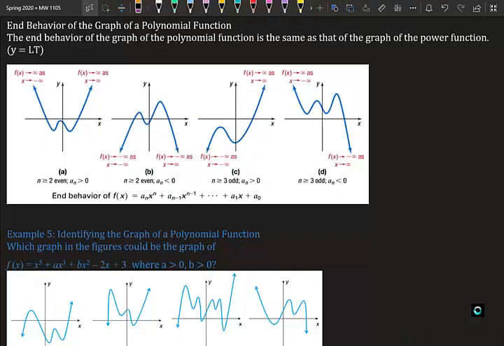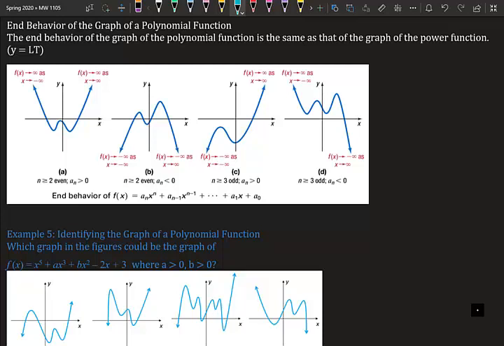End behavior of the graph of a polynomial function. Sometimes when you graph polynomials, you really won't have a lot of information, so it's kind of hard to figure out how it ends. Like where do the arrows go? You know what I mean? The end behavior of the graph of the polynomial function is the same as the graph of the power function, meaning your end behavior resembles your leading term. So this is what a polynomial could look like. The middle is what's going to be different, but the ends, the arrows, are what's going to match up.